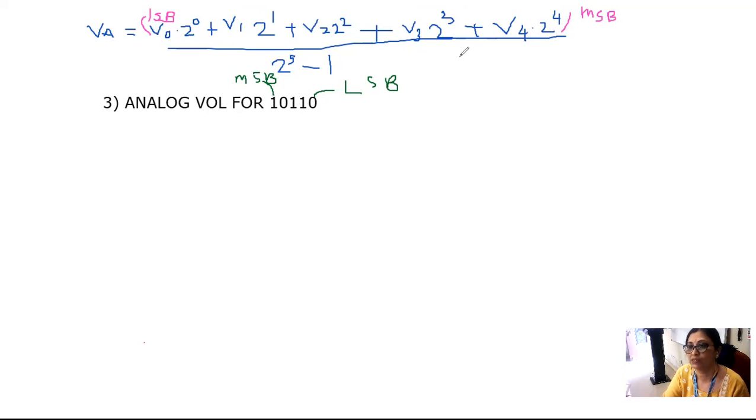Okay. So what is LSB? LSB is 0. What is the next bit to LSB? It is 1. Next bit to that, it is 1. Next bit to that, it is 0. And your MSB is 1. Okay. So here you can observe now for the formula what the data becomes 01101.